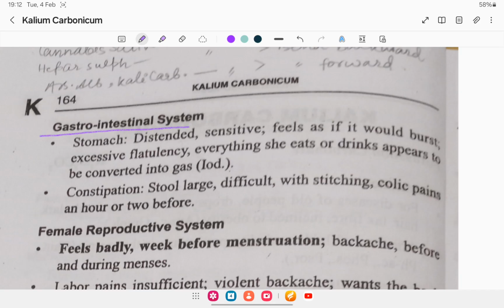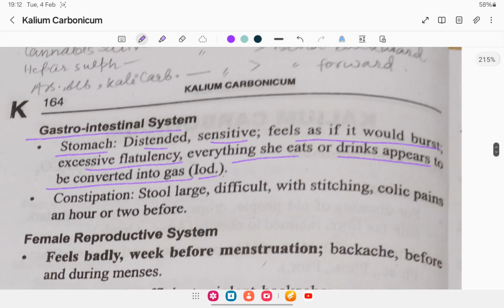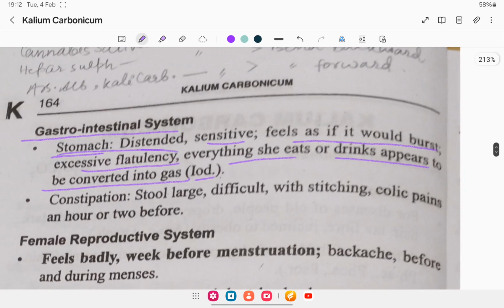About GI symptoms, the stomach is distended, sensitive, feels as if it would burst. Excessive flatulency, everything she eats or drinks appears to be converted into gas, also in Iodine. This is the sensation, distended, excessive flatulency.